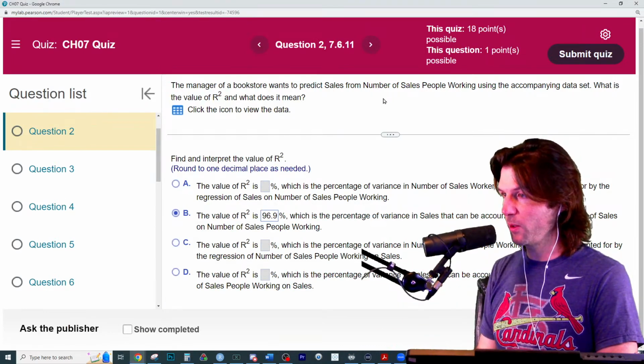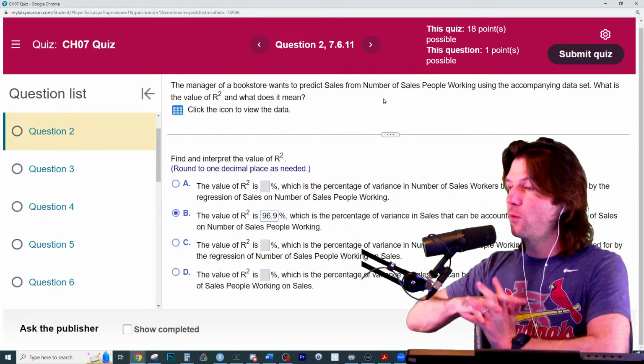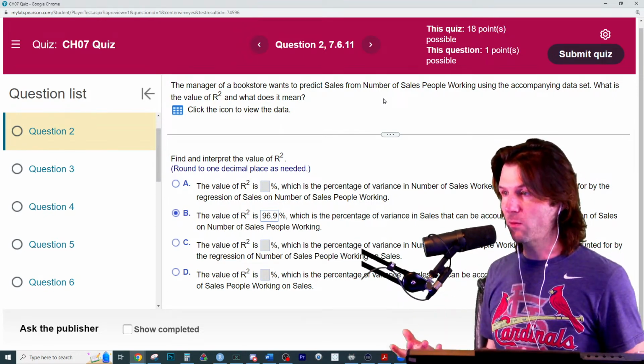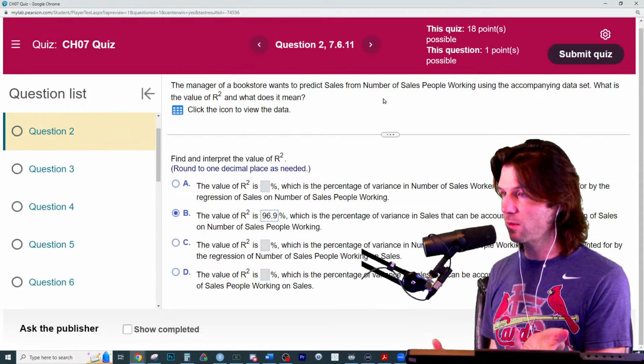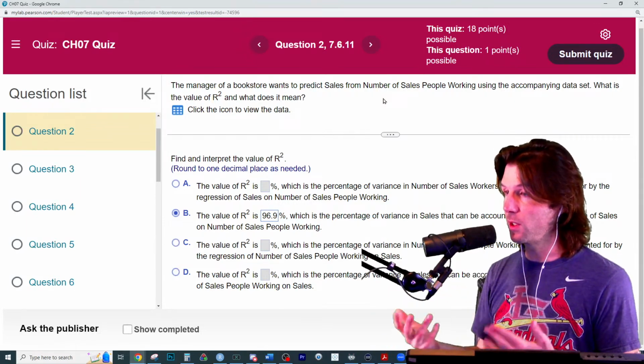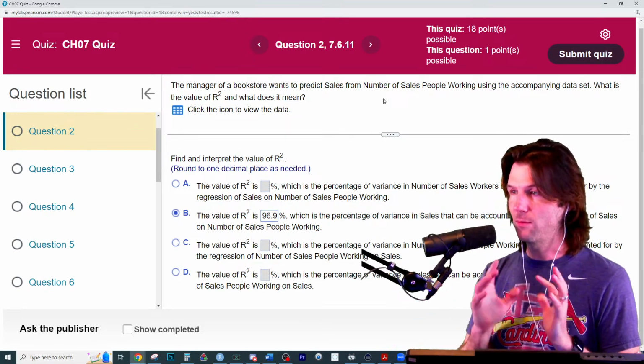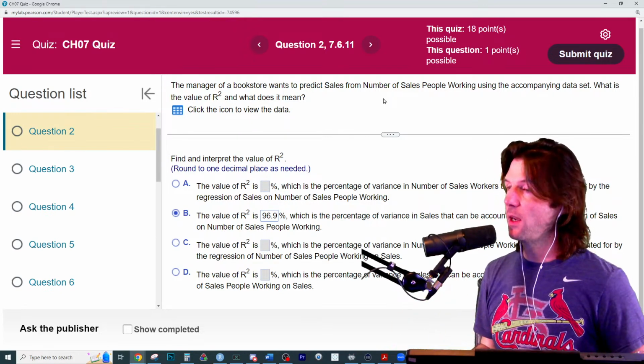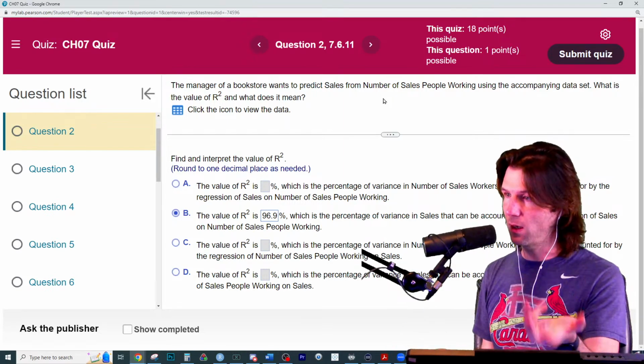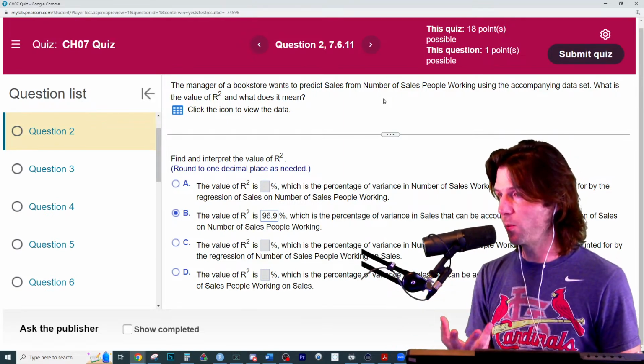Write down your own interpretations. So if you're watching this right now, write down interpretations like: 97% of the variation in sales in thousands of dollars is explained by the variation in people working. Blank percent of the variation in Y is explained by the variation in X. 97% of the variation in sales in thousands of dollars is explained by the variation in people working.